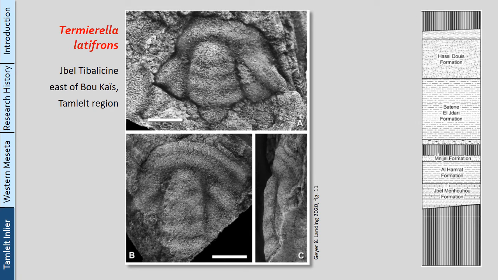These are remains of the trilobite Termerella latifrons, which was one of the biostratigraphical index species for the upper part of the Lower Cambrian in the Anti-Atlas. It comes from approximately the same level as the Zeuxienda species.